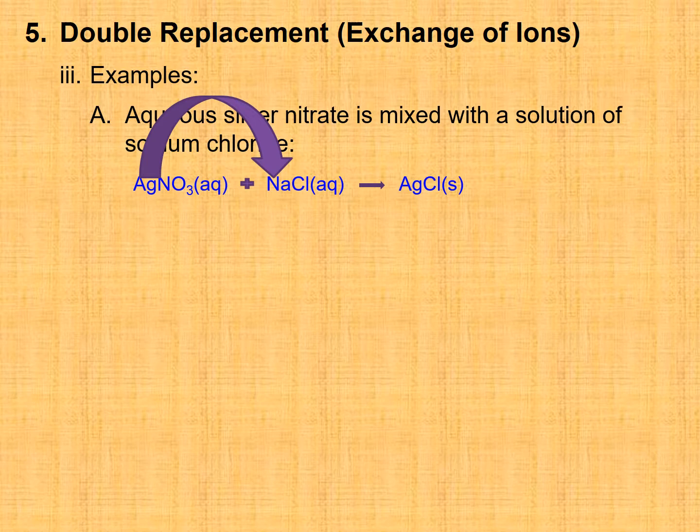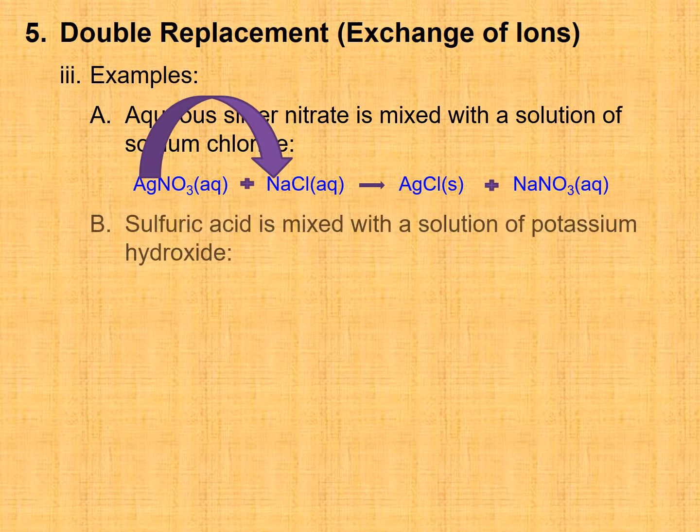Silver chloride here, we put the symbol S to show that it's a solid, plus the aqueous sodium nitrate since it remains dissolved in solution. In the second example, we're looking at sulfuric acid being mixed with a solution of potassium hydroxide.